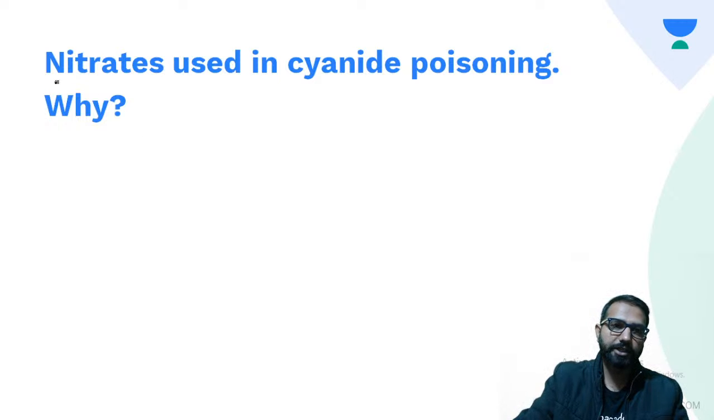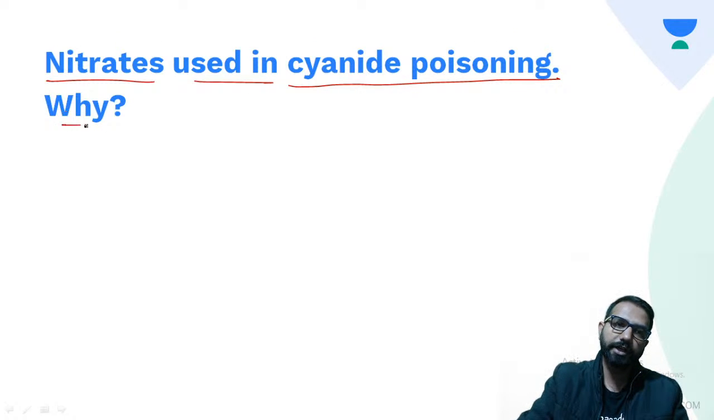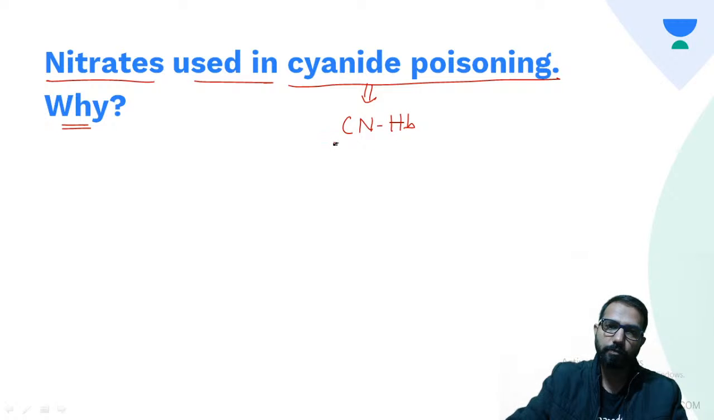Next is nitrates are used in cyanide poisoning. Why are nitrates used in cyanide poisoning? So in cyanide poisoning, what happens? The hemoglobin converts to cyanohemoglobin. So there will be cyanide toxicity, cyanohemoglobin, that has high affinity for oxygen. It does not leave the oxygen. Because of that there will be hypoxia, tissue level hypoxia and death.